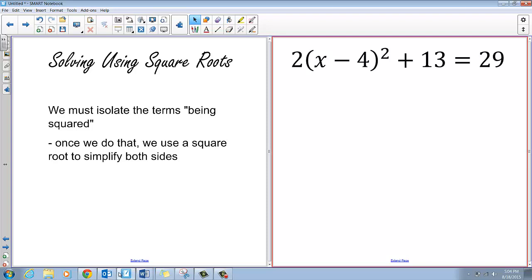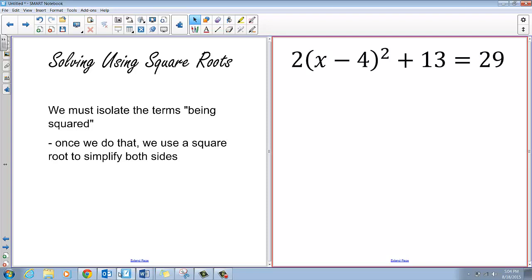Okay, so this one's going to be a quick video on solving using square roots. And it's going to be a quick one because I think we can cover pretty much every problem with just the example we see over here. So we have a few quick rules.